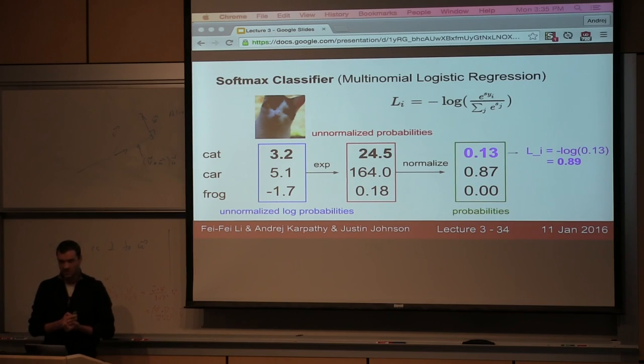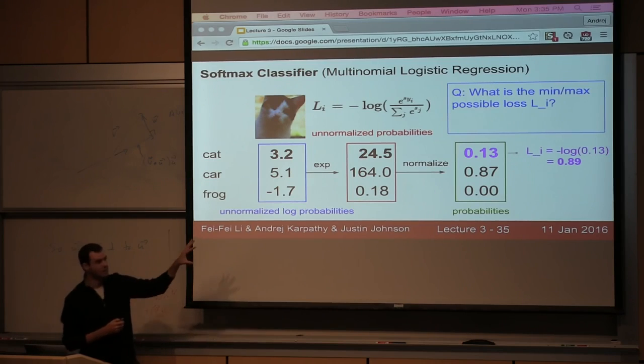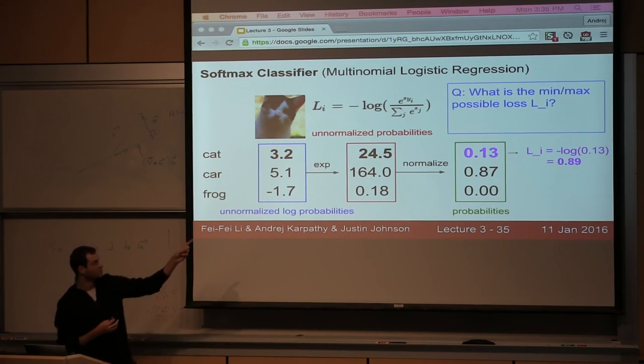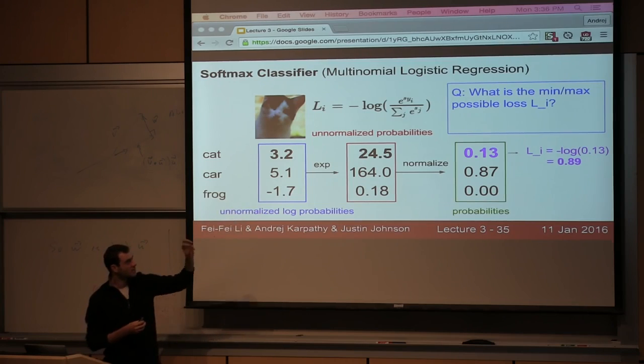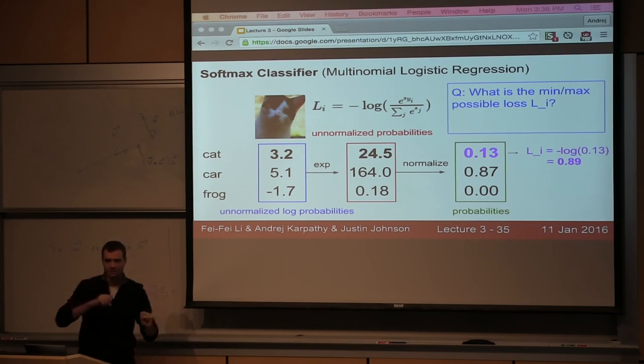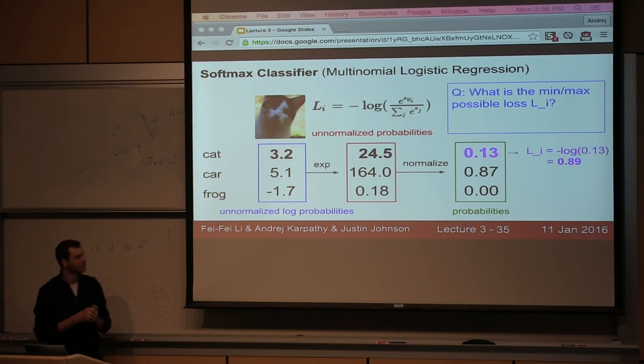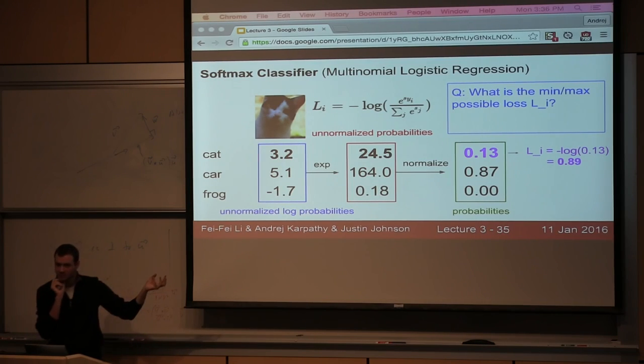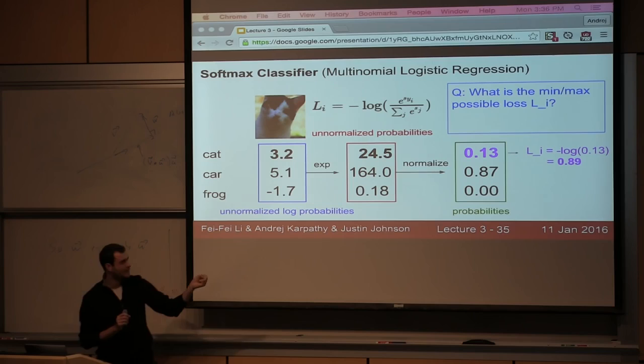Okay. So let's go over some questions now related to this to try to interpret exactly how this works. First, what is the min and the max possible loss with this loss function? What is the smallest value and the highest value? I'll give you a chance to think about this. What is the smallest value that we can achieve? 0. And how would that happen?